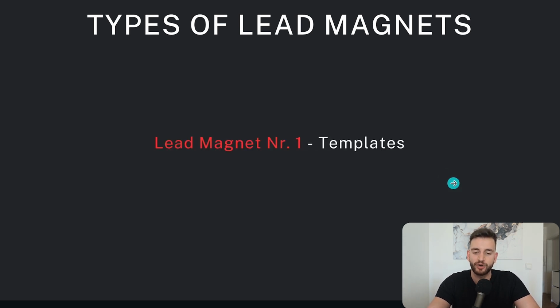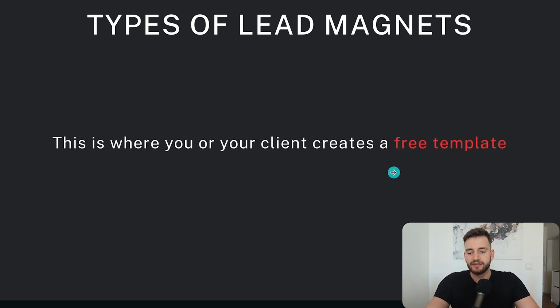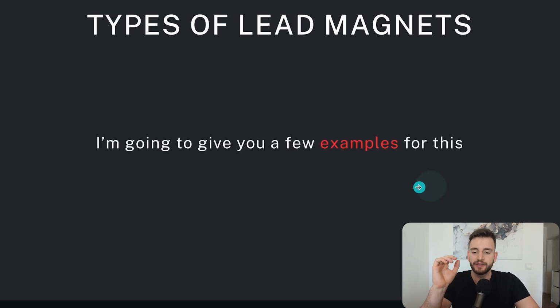Starting with the first one, lead magnet number 1, templates, guys. This is where you or your client creates a free template of some sort, and this can be like an outline for a free training plan, for example, if it's like a fitness coach, or like a nutrition plan or something. And I am also going to give you a few examples for this.